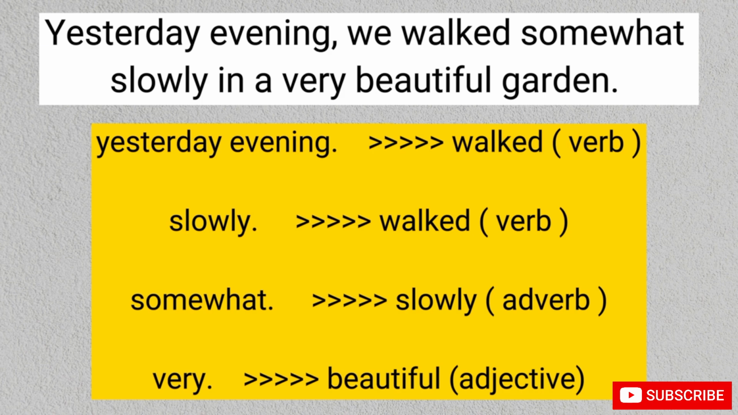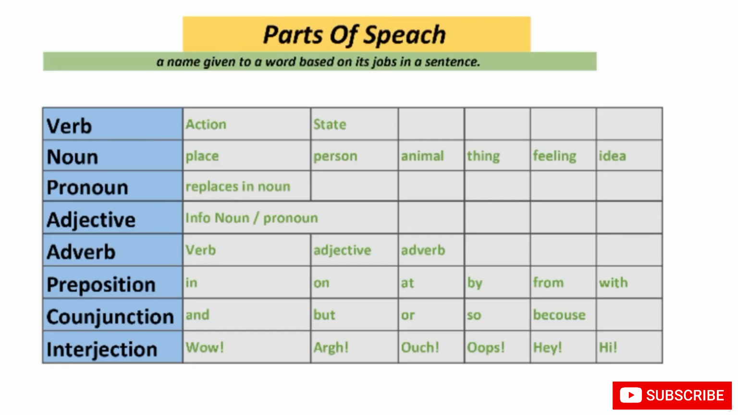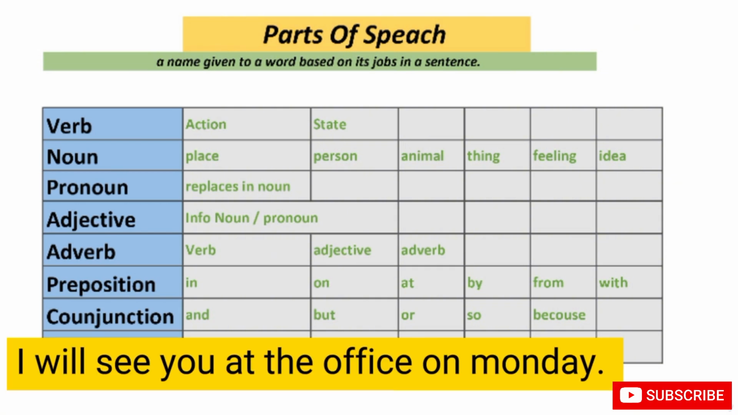All right, the next part of speech is the preposition. Prepositions are words like in, on, at, by, from, with, before, and after. And these words help us to show relationships in time, place, and position. For example, here's a common thing that we say to people that we know a lot. I'll see you at the office on Monday. There are two prepositions in this sentence. Can you say which those are? The prepositions are at and on.